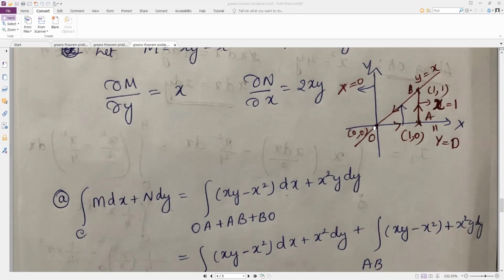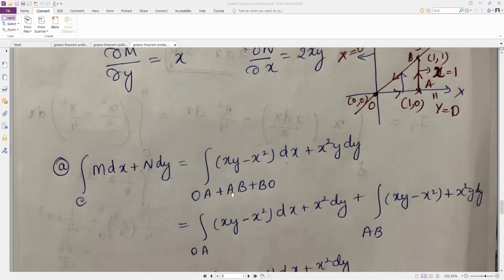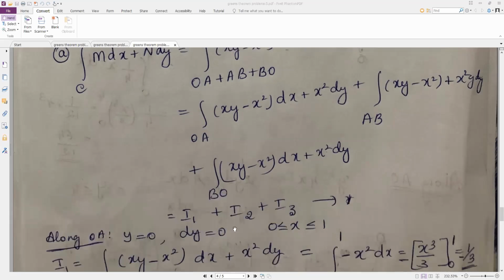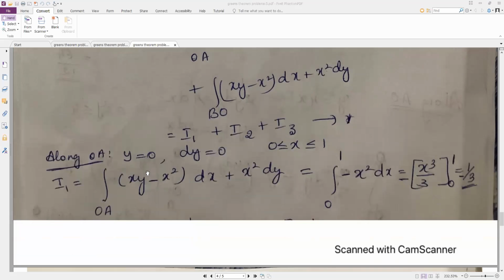So this is our path. We need to evaluate three line integrals: OA, AB, BO. So split the line into OA, AB, BO, giving I1, I2, I3.